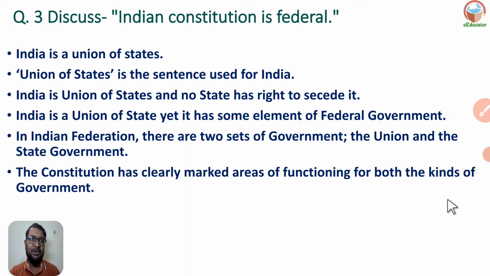So we have two levels of government, two sets of government, union and state government. The Constitution has clearly marked the areas of functioning of both kinds of government, state government and union government. The Constitution has already described on which subjects the union government makes acts or policies. Similarly, subjects are also given for the state government. So it clearly marks the areas of functioning of both.